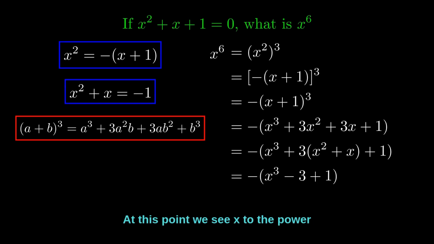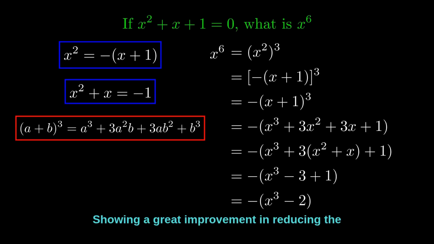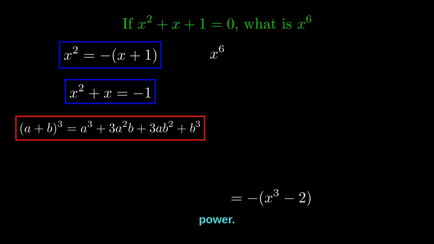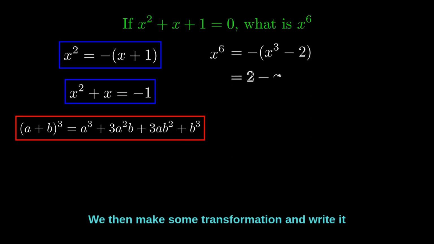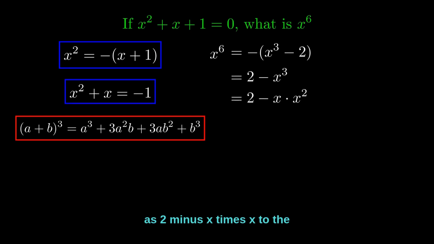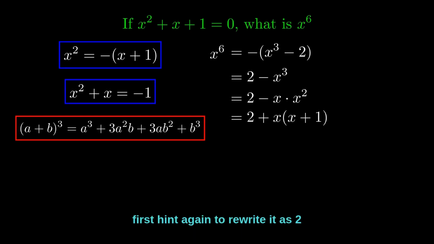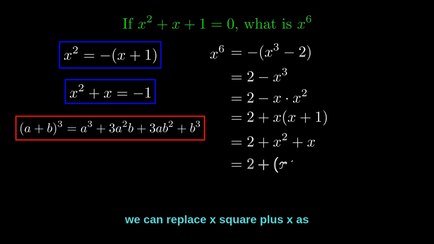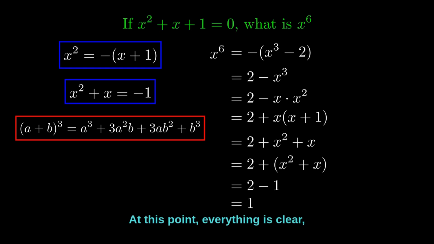At this point, we see s to the power of 6 becomes the opposite of s cubed minus 2, showing a great improvement in reducing the power. We then make some transformation and rewrite it as 2 minus s times s squared. We can use the first hint again to rewrite it as 2 plus s times (s plus 1). And once we expand the parentheses, we can replace s squared plus s with minus 1 by using the second hint. At this point, everything is clear. The answer will be 2 minus 1, which is 1.